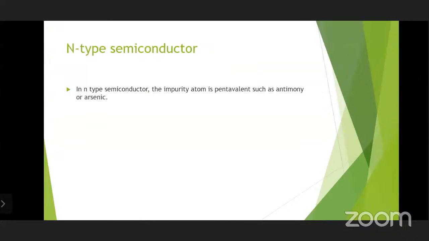Then next, n-type semiconductor. In n-type semiconductor, the impurity atom added to the pure semiconductor is pentavalent. When pentavalent impurity is added to pure semiconductor, it forms n-type semiconductor. Examples of pentavalent impurities are antimony and arsenic.